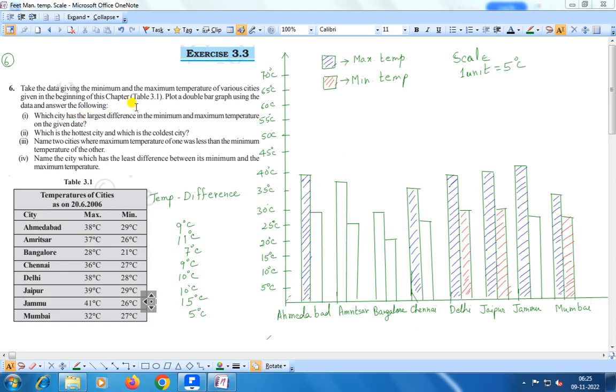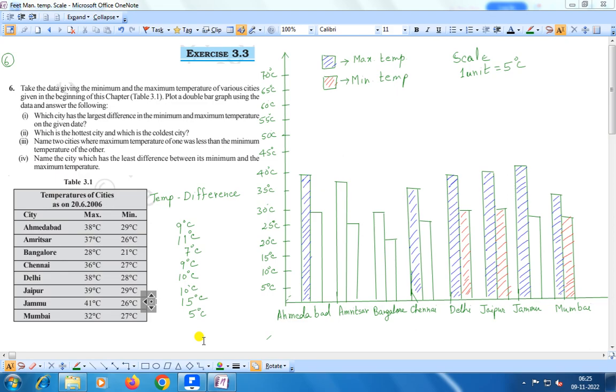Which city has the largest difference in the minimum and maximum temperature on the given data? Which is the hottest city and which is the coldest city? Name two cities where the maximum temperature of one was less than the minimum temperature of the other. Name the city which has the least difference between its minimum and maximum temperature. Right? Let us find.